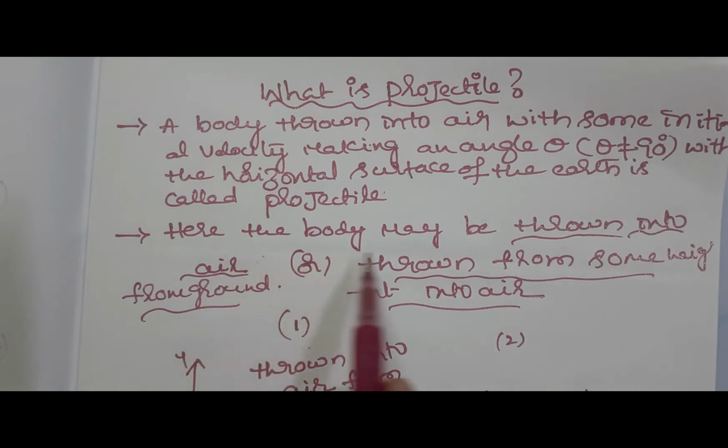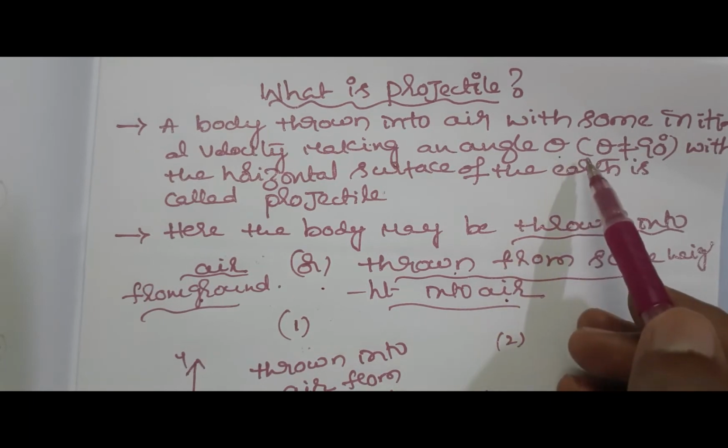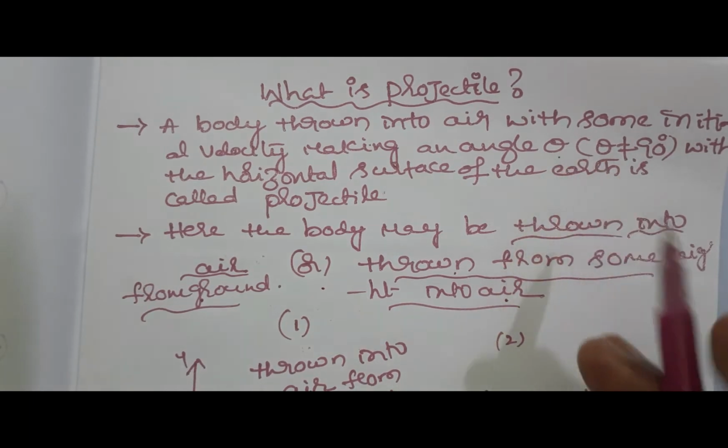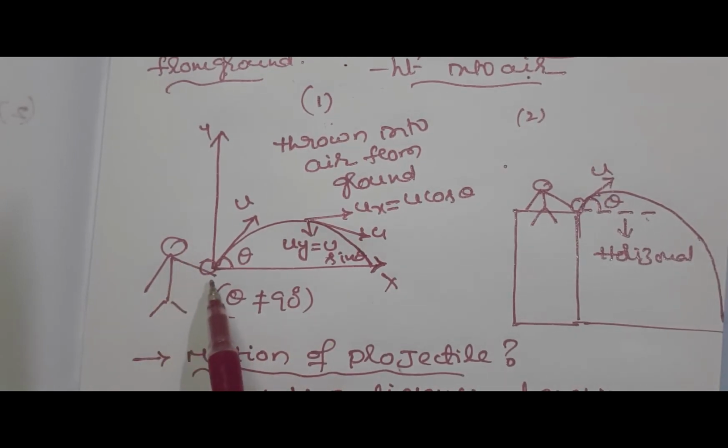The body may be thrown into air from the ground or from some height, but in both cases the angle must not be equal to 90 degrees. You can see in the figure, suppose this person is throwing a ball into air with initial velocity u. This is the direction of the velocity, and this is the horizontal direction, horizontal to the surface of the earth. Between them the angle is other than 90 degrees.